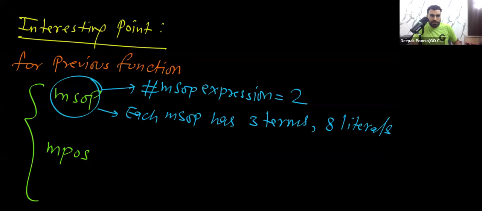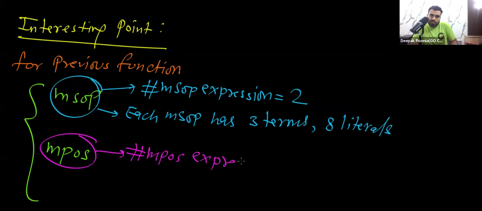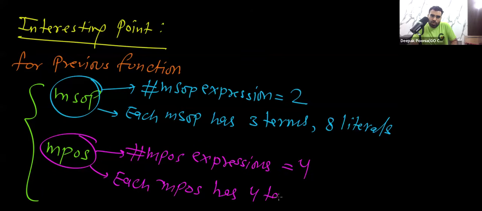Okay. Look at minimal POS expressions. You can see the number of minimal POS expressions, those were 4. Total minimal POS expressions were 4. Also notice each minimal POS has 4 terms, 9 literals. This is what I told you, yes or no? That for any function, all the minimal SOP will have the same number of terms, same number of literals, and also for any function, all the minimal POS will have the same number of terms, same number of literals.